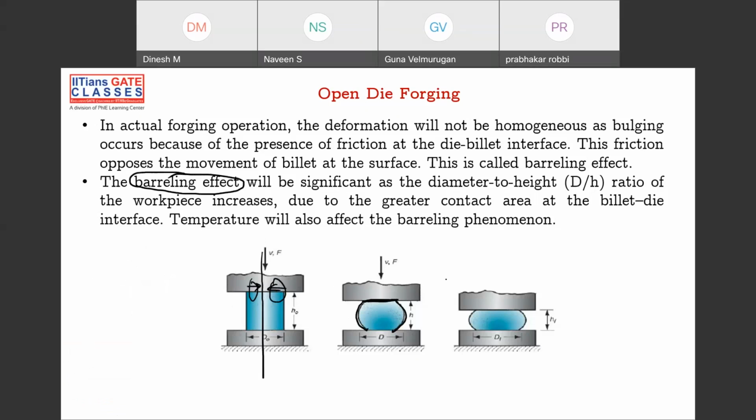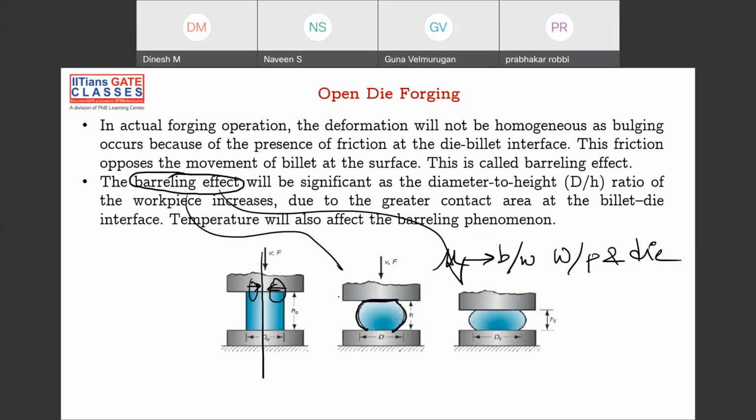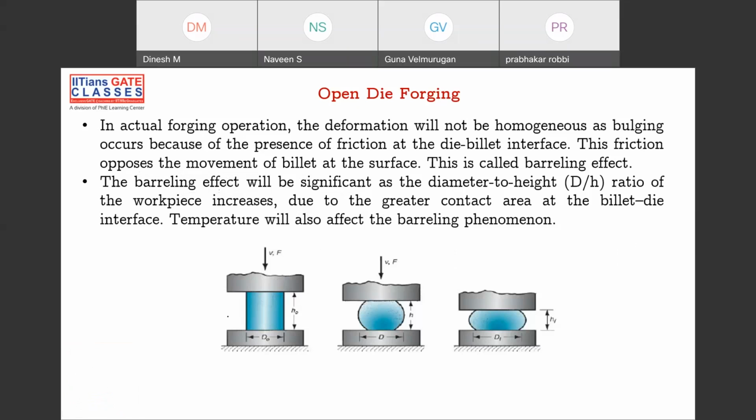This is when there is friction between workpiece and die. Okay, so this is called barreling effect. This is barreling effect. This is also barreling effect. When will you not have barreling effect? You will have no barreling effect when the friction is almost zero.